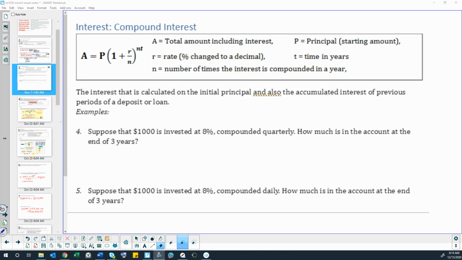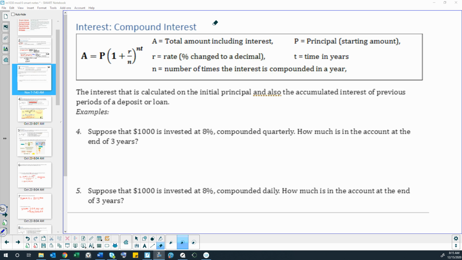Alright, now we're going to talk about compound interest. Notice how this formula starts with a letter A instead of a letter I. If we look at the list of what each letter means that I've placed here for you, notice how A means the total amount, including interest.